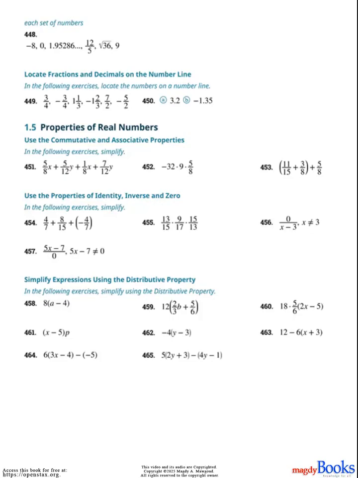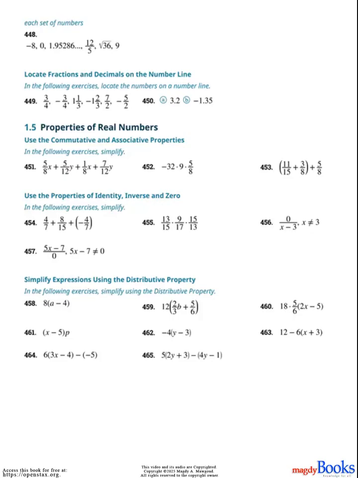1.5.3. Simplify expressions using the distributive property. In the following exercises, simplify using the distributive property. 458. 8 times (a minus 4). 459. 12 times (2/3b + 5/6). 460. 18 times 5/6 times (2x minus 5).